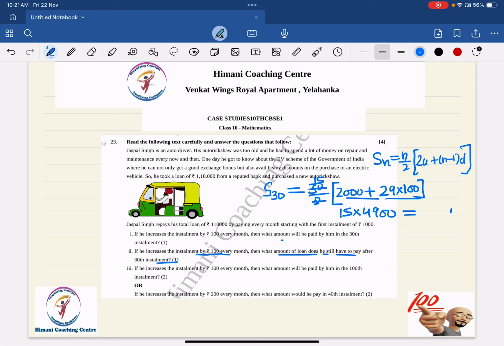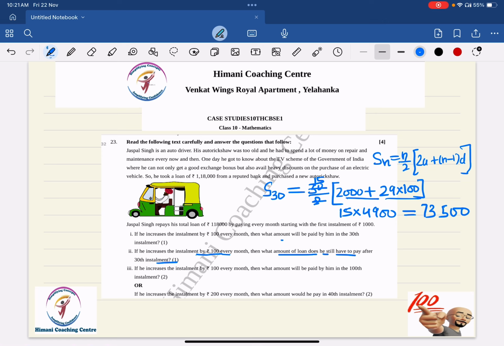So we are telling first what is the total amount he has paid up till now. So you will get the answer as 73,500. 15 nines are 135, 15 fours are 60, and you add 13 to that and you get the amount.